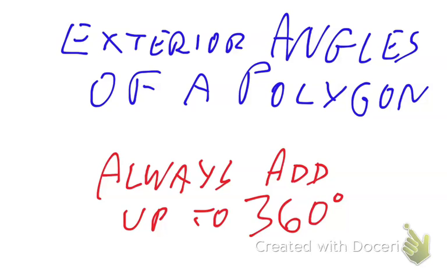Well, I say always, as long as it is convex. Exterior angle of any convex polygon will add up to 360 degrees every single time. All right, so let's do a couple of examples with this. Let's see what we got here.